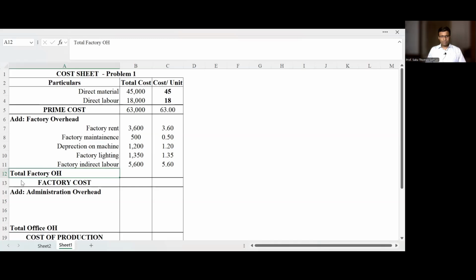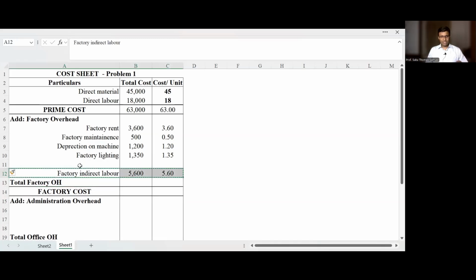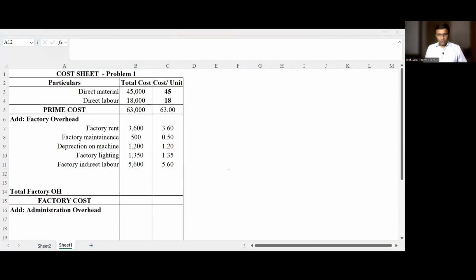Let me add some more spaces here so that I can work out the remaining calculations. So we have taken indirect labor into consideration as well. Now we need to take factory supervision cost into consideration. Factory supervision cost is 2,250, so cost per unit is 2.25. With that, we've taken pretty much all our factory expenses into consideration.